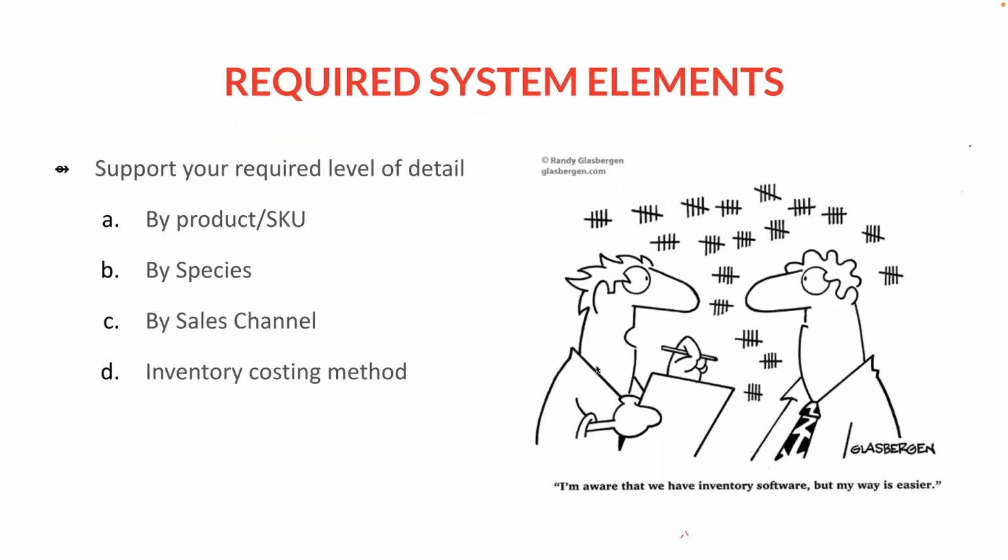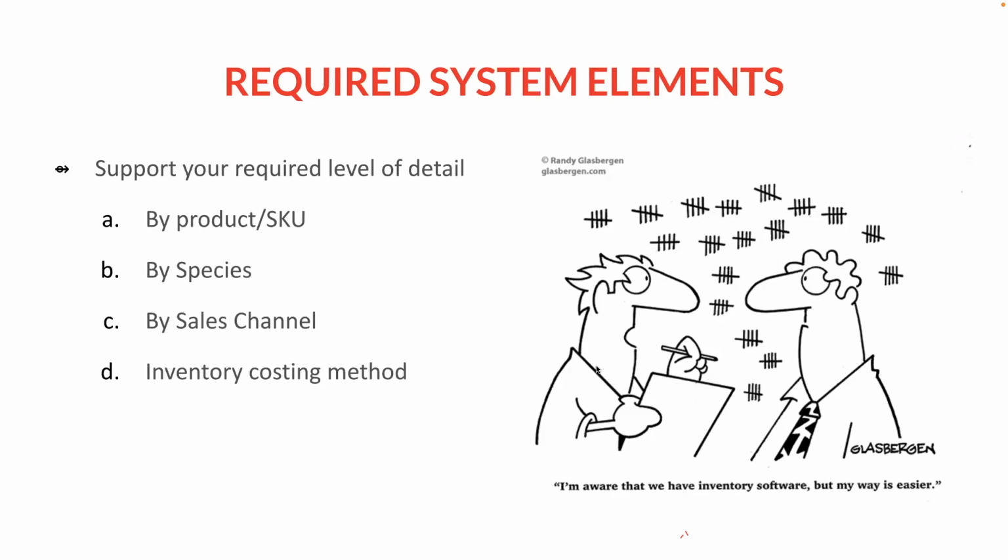So there are some required system elements that you want an inventory system to have. Basically, the goal is to find a system that is not too simple, because then you wouldn't be capturing critical details that help you make business decisions, or getting something so complicated that it's so labor intensive that nobody's doing it right because nobody really knows how.